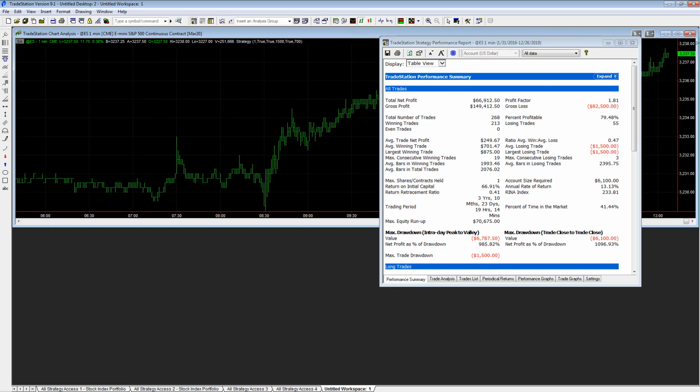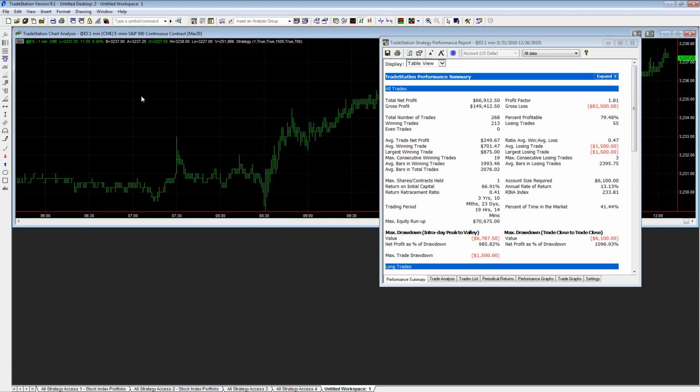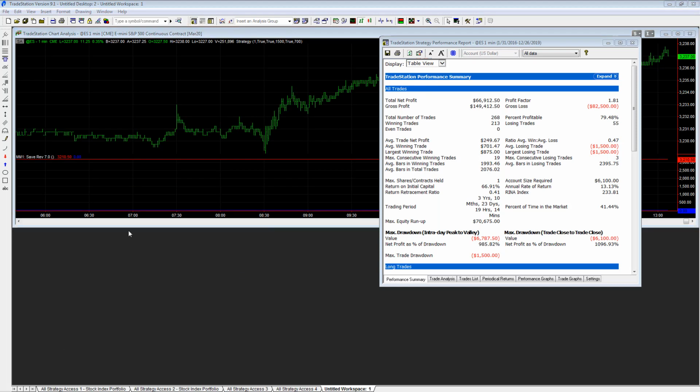So once you have that, I'm going to expand this window to here, and I'm going to insert the indicator MM1 Save Rev 7.0. So I'm going to go down to MM1 Save Rev 7.0. That'll save the data to be sent to the next window that we're going to create. So you see the indicator there now. The base strategy is all set up, and you have the indicator set up so that another window can read it.